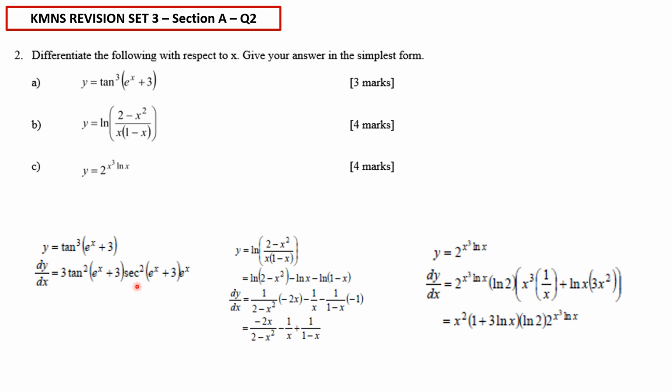Its differentiation is secant squared, e^x plus 3, the angle is the same. But why do we have to multiply with e^x? Because of the differentiation inside the angle. So there are three layers of differentiation for this question, but don't use any product rule because it does not involve any two different things. It's just one single trigonometric function.